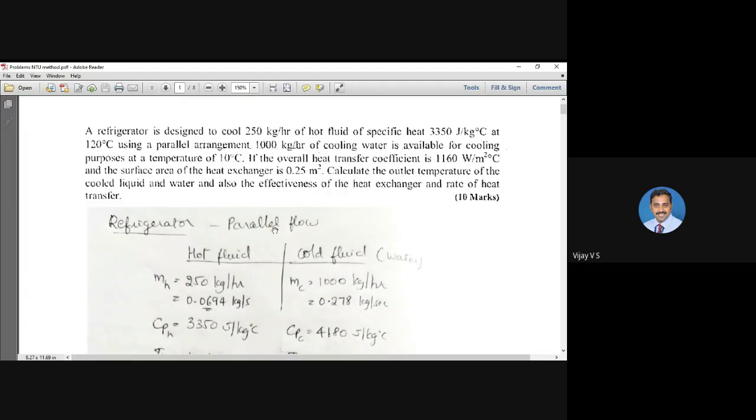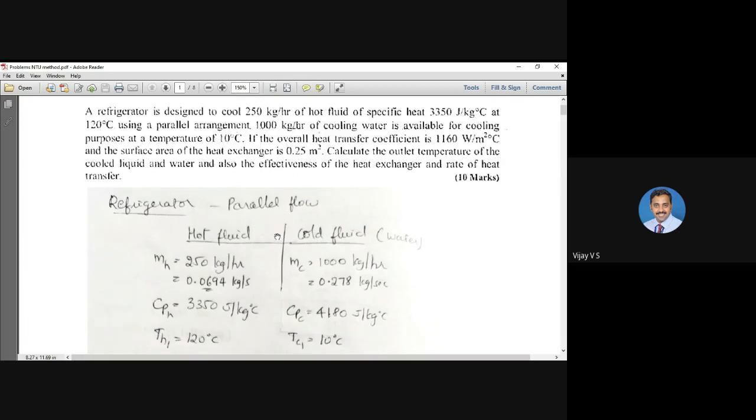See, it's a parallel flow arrangement. Whenever a problem on a heat exchanger is given, first find out what data are related to the hot fluid and what data are related to the cold fluid. So make a column like this. Now hot fluid, both are water only. The refrigerator is designed to cool 250 kg per hour of hot fluid. They have not given the type of fluid. So hot fluid mass flow rate is given as 250 kg per hour.